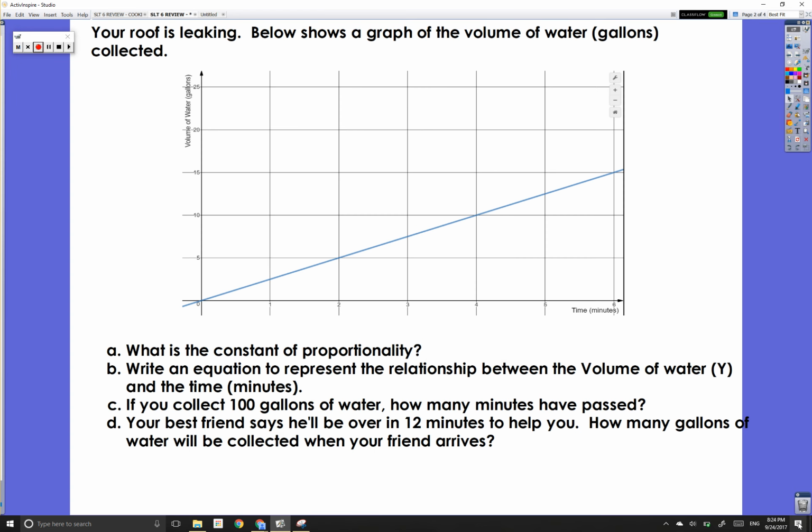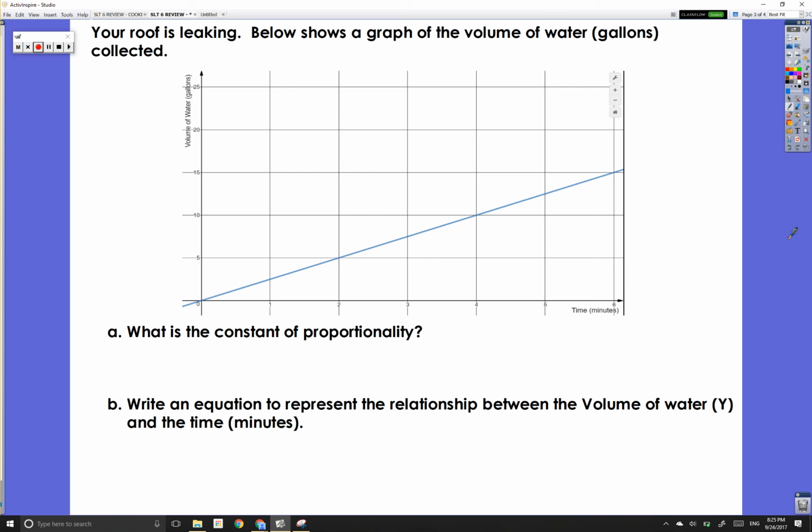Your roof is leaking. Below shows a graph of the volume of water in gallons collected. So it might be a little bit difficult to see on your papers, but this y-axis is your volume of water in gallons. And then the x-axis over here is time in minutes, okay? So these are the 4 questions that we will be answering. So here we go. What is the constant of proportionality?